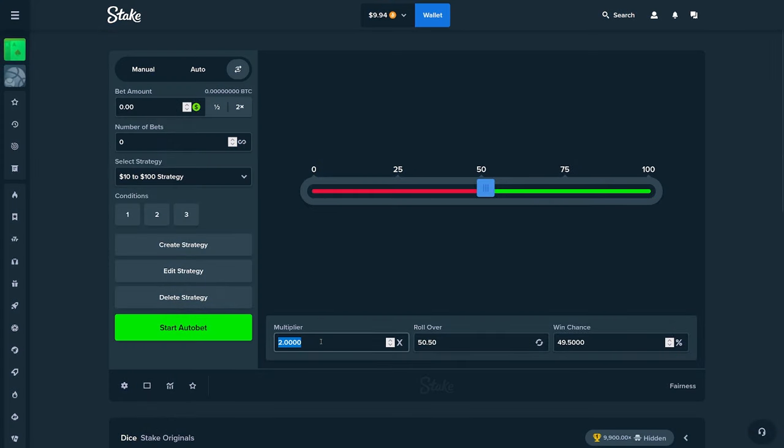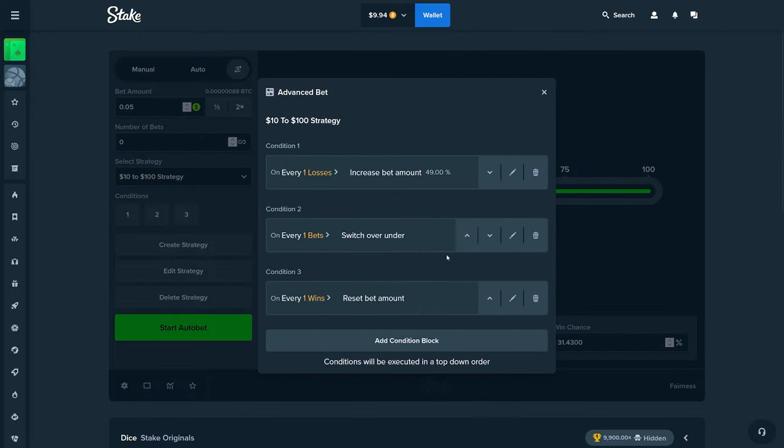We're gonna come over to Dice and put the multi to a 3.15x. For the bet amount, we're gonna use 0.5% of our balance. So in this case, just 5 cents. And here we have the conditions. It's a really, really basic strategy, but it can definitely pop off like crazy.